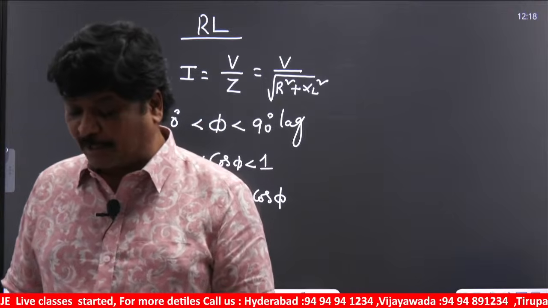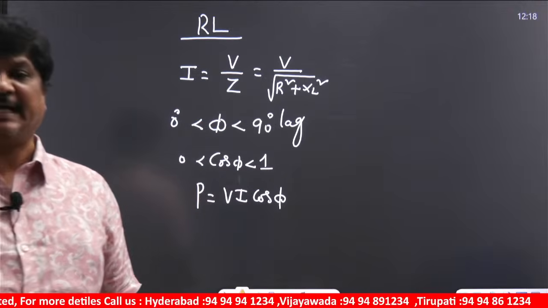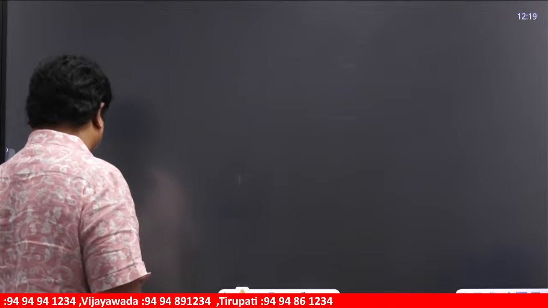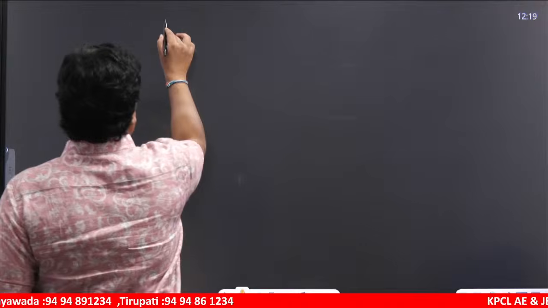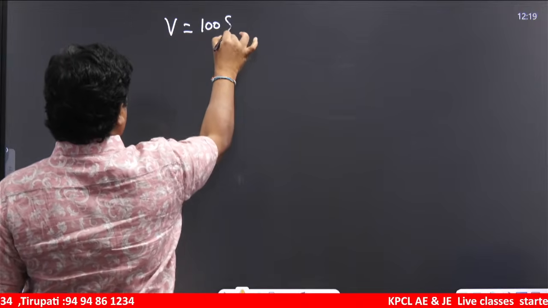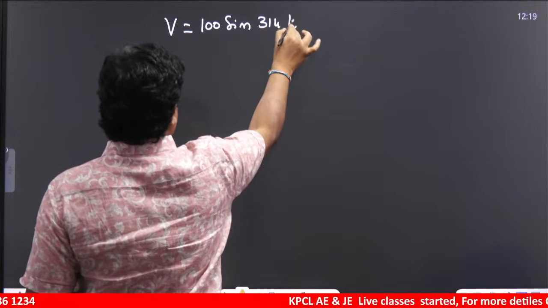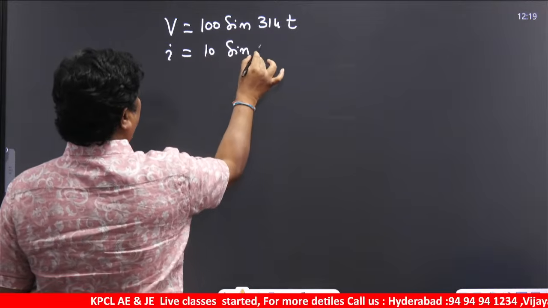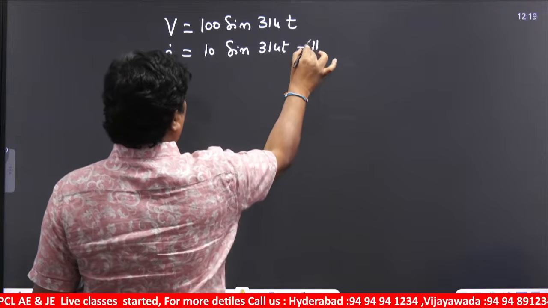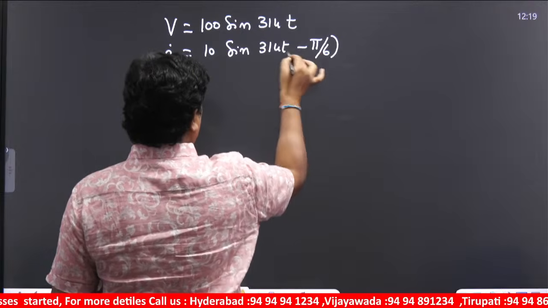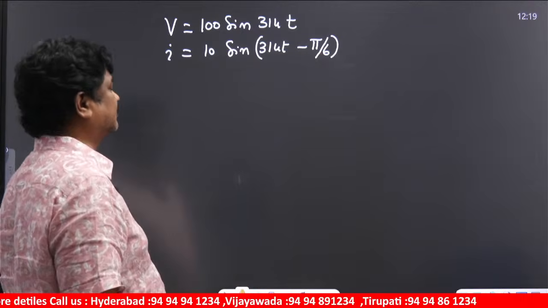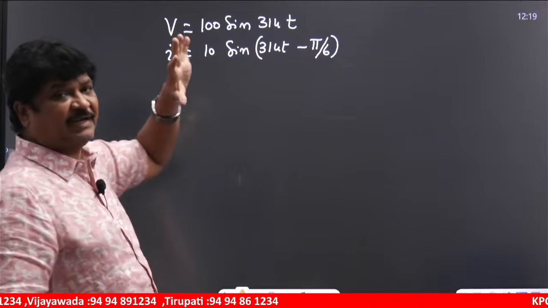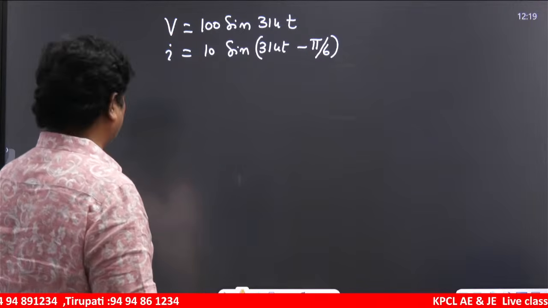Now, the most important problem we are going to discuss from the examination point of view. This is what we can expect as a question in the exam. V is equal to 100 sin 314t. Current I is equal to 10 sin(314t minus pi by 6). This is the voltage and current given in the circuit.